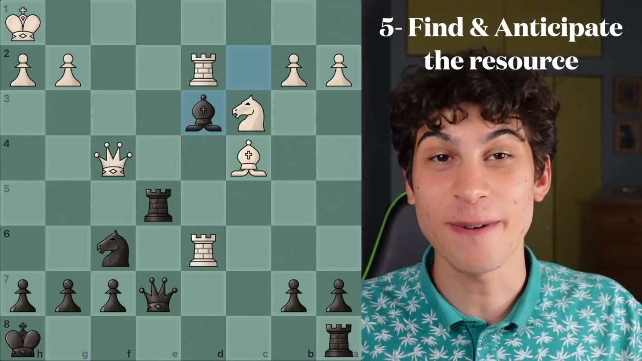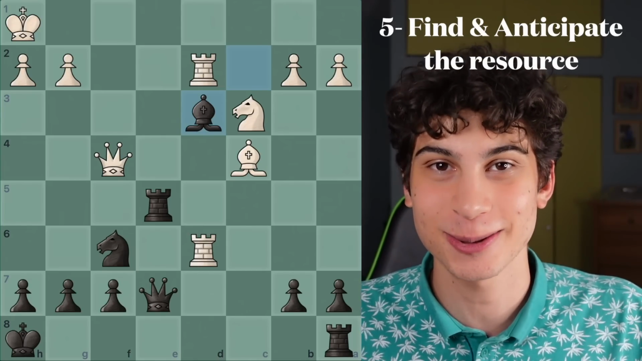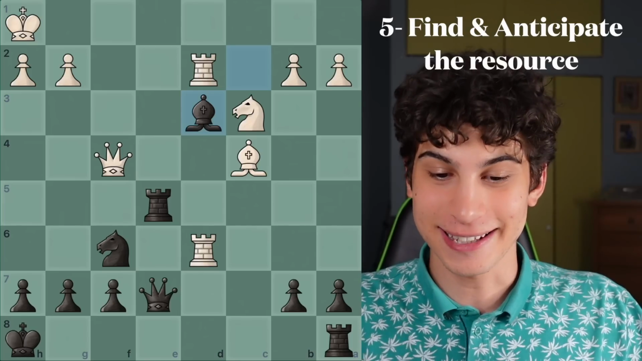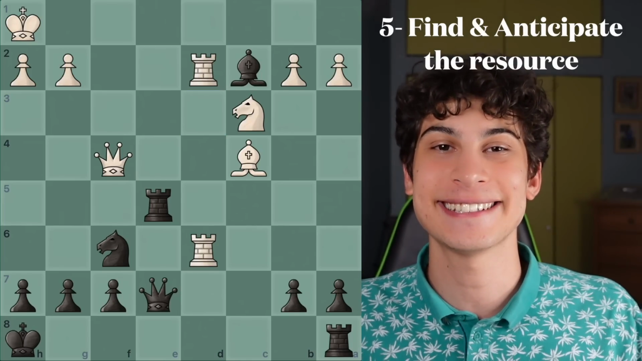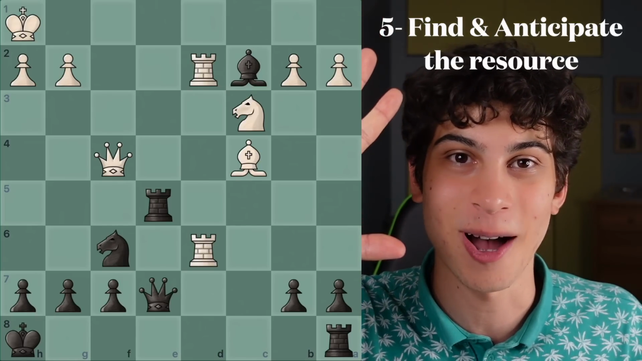And now for the find and anticipate the resource. Fire away. After bishop d3, what is a resource that you would never look at that white has in this position? I'll give you 5 seconds to pause.